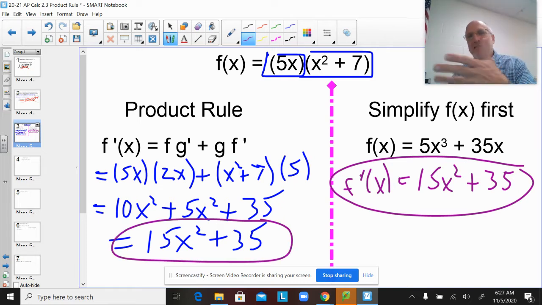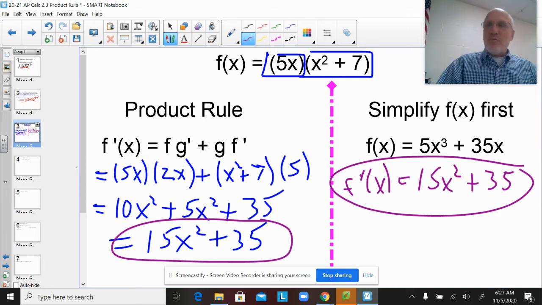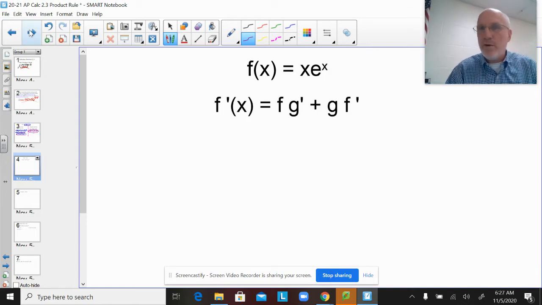So if it's an easy distributive property, it might be easier to distribute before using the product rule. But that is a product, and the product rule will absolutely work. The next example, we have no choice. The function is clearly a product. It is a function x times a function e to the x. I am still in the habit when I see a product of doing that. Like there's my first, there's my second, there's my f, and there's my g.